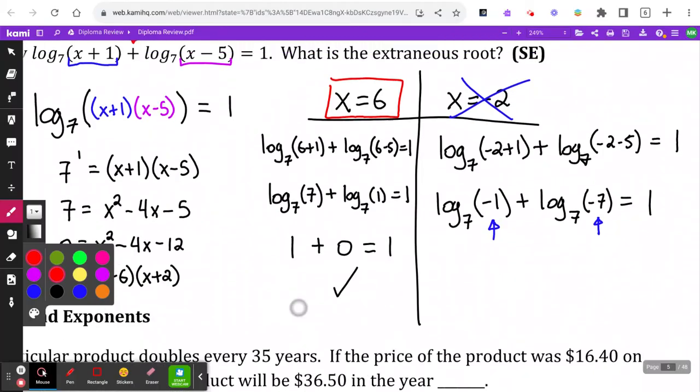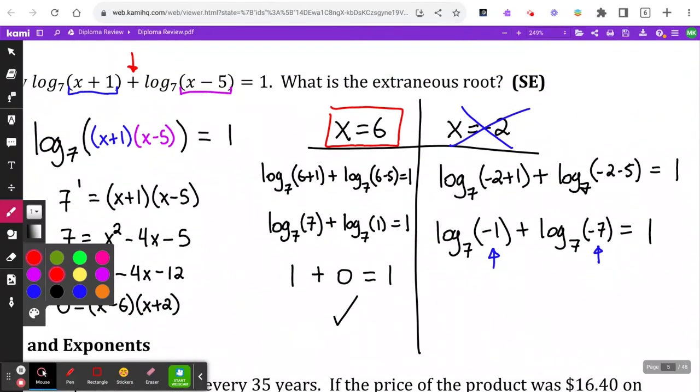What is the extraneous root? The extraneous root is negative 2. So I have to do a proof, or I prove that it's not. As long as you put an x through x equals negative 2, you're fine. You do not need to actually prove it unless it says verify. But you have to cross it out.